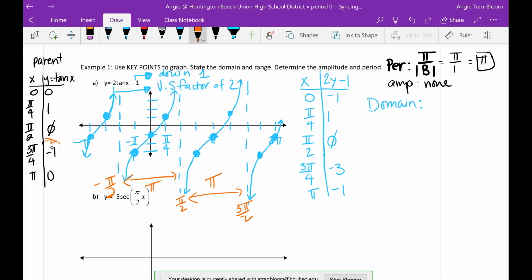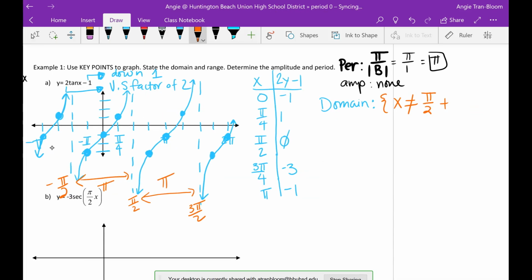So remember, the domain is what we're excluding. We're going to exclude all of the asymptotes. So where are they located at? Where are all of them located at? How would we write that? Domain, all real numbers, excluding what? What are we excluding? Pi over 2, very good, plus pi k, excellent. Where k is? What's k? Any integers, right?